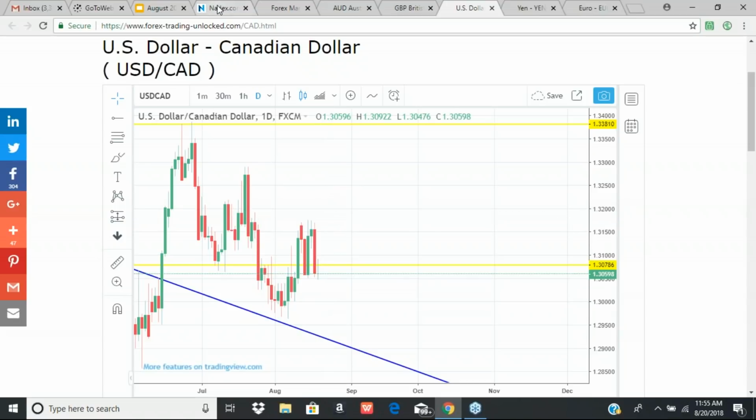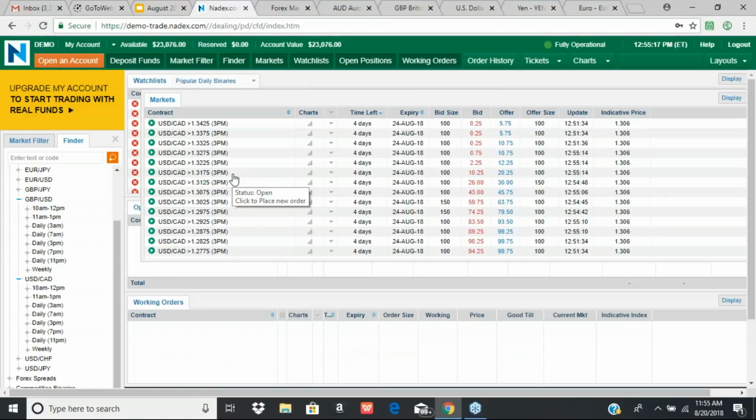Let's go back to the Nadex platform. There's a 131.75 option, so this is great. We have two options to play with. Now these are very cheap because they're very high, but once again, we're looking at these for potential breakout levels or major resistance areas the market will stay below.